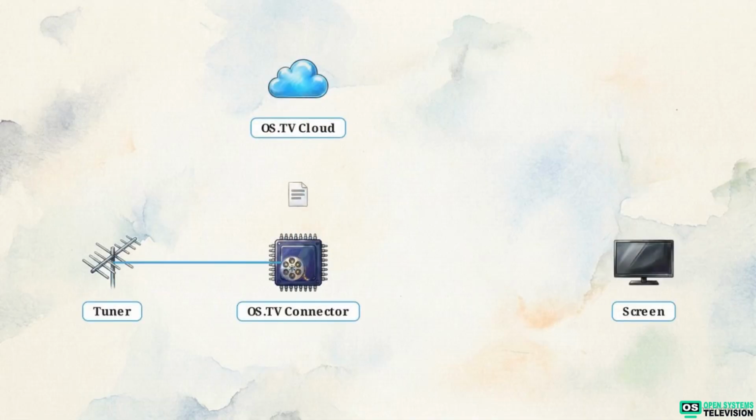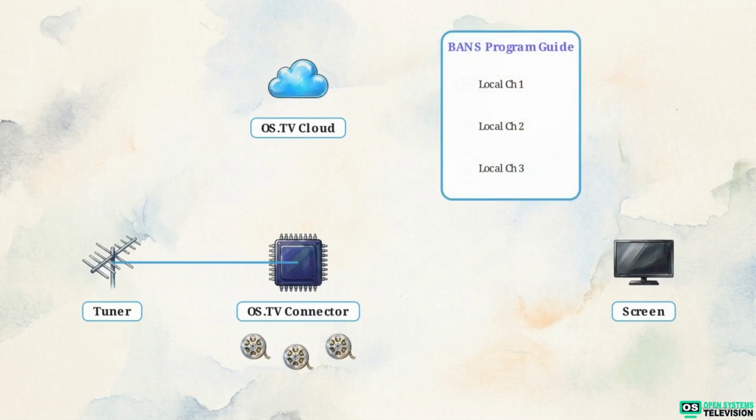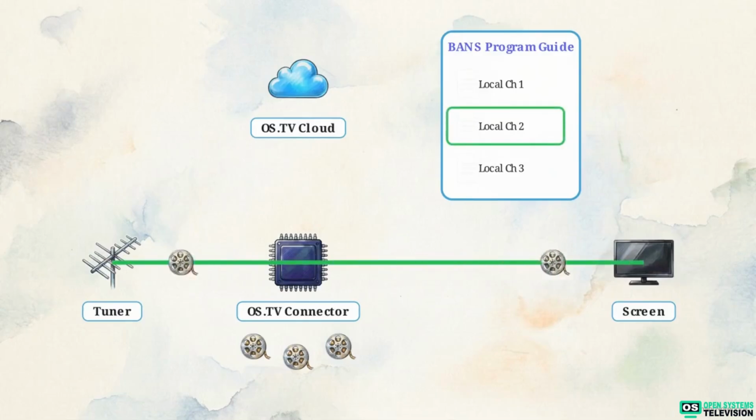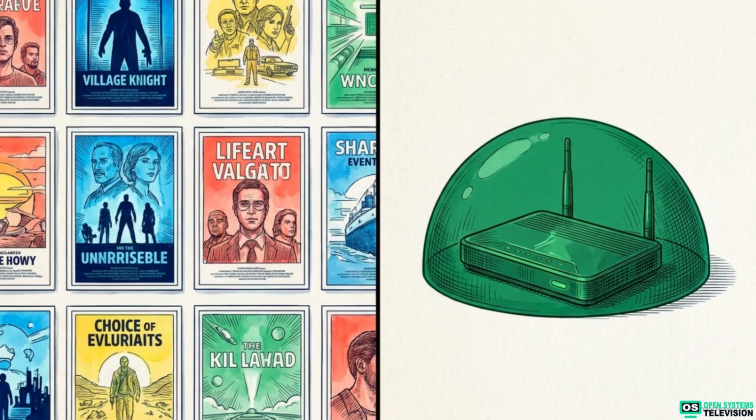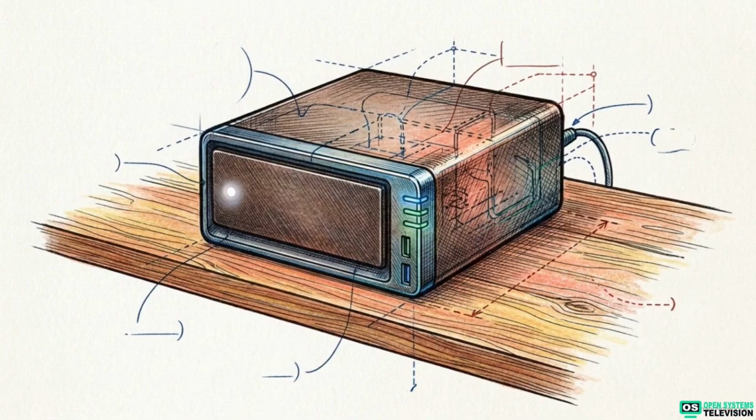The connector extracts only lightweight text data, the channel list, from the physical tuner. That data populates your OS.TV program guide via bands. When selected, the playback command bypasses the cloud, pushing heavy video straight to your screen. This bands routing provides a modern interface for legacy broadcast television. You get the polish of a cloud-based grid without the latency or privacy risks of processing live video on remote servers.